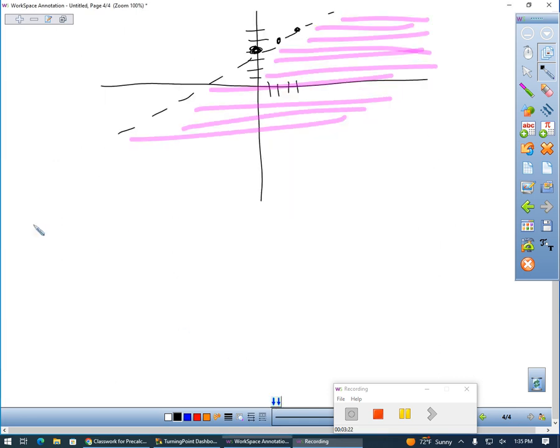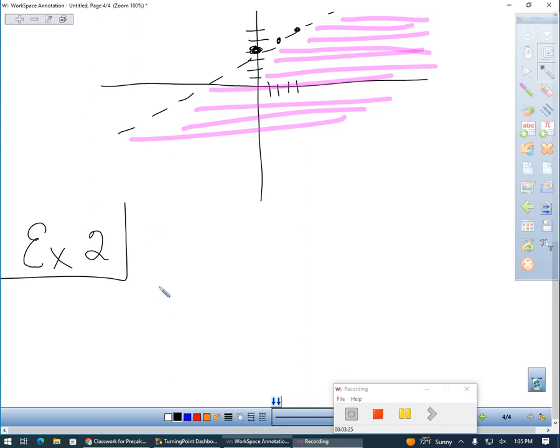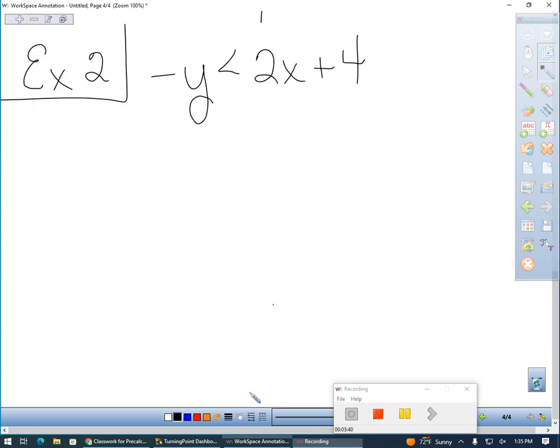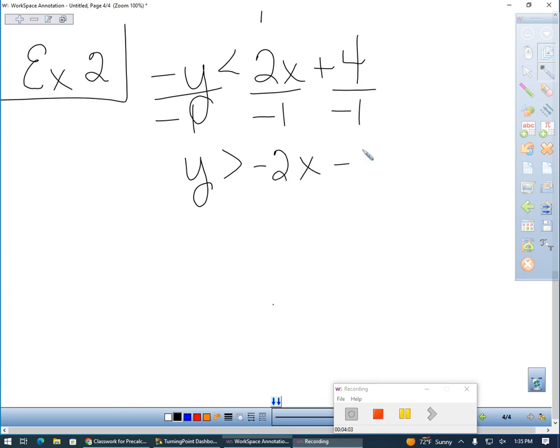Let's do example number 2. How about let's graph negative y is less than 2x plus 4. So before we can actually graph this, we have to get y by itself, don't we? Which means we're going to do what? We're going to divide everything by -1. Now, if it's an inequality and you divide by a negative, yes, you have to flip your sign. So we have y is greater than negative 2x minus 4.